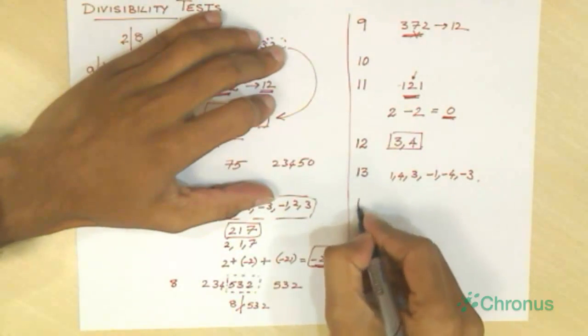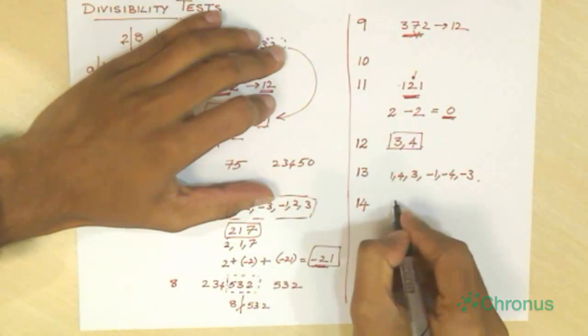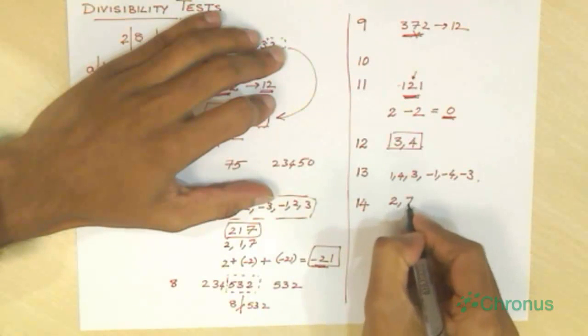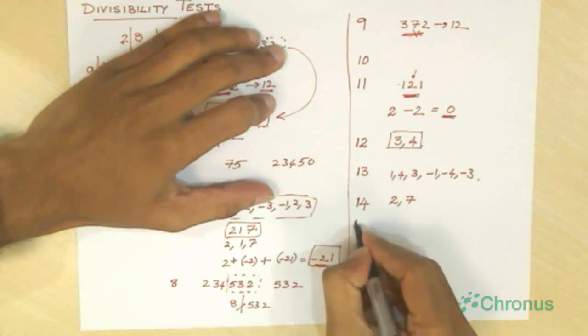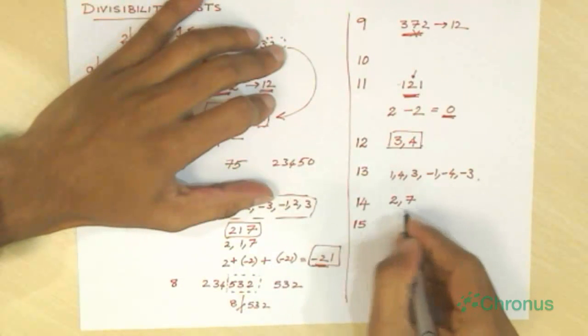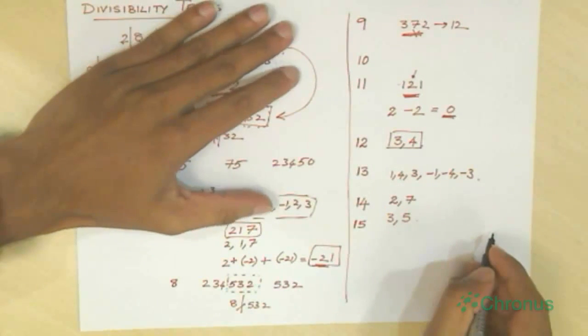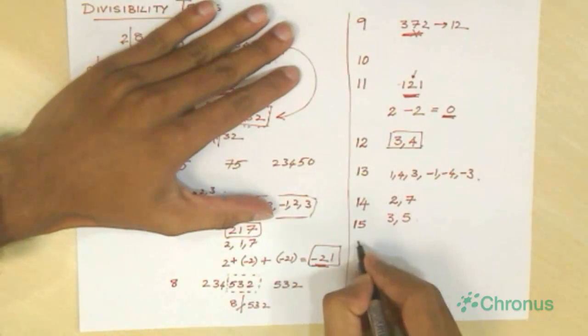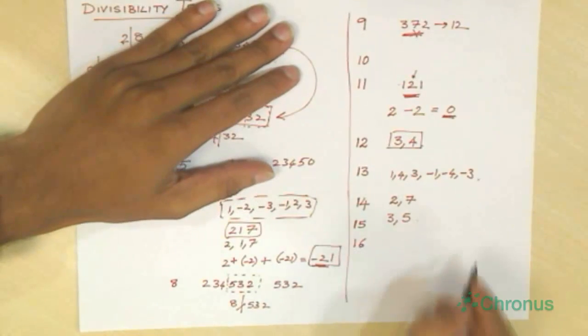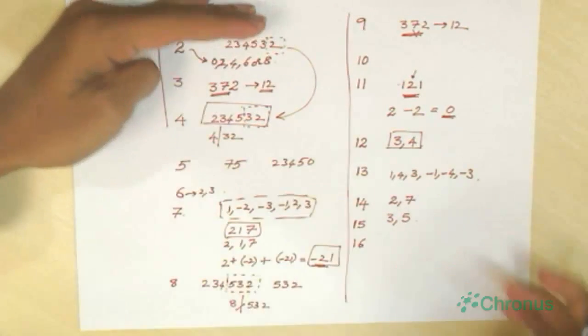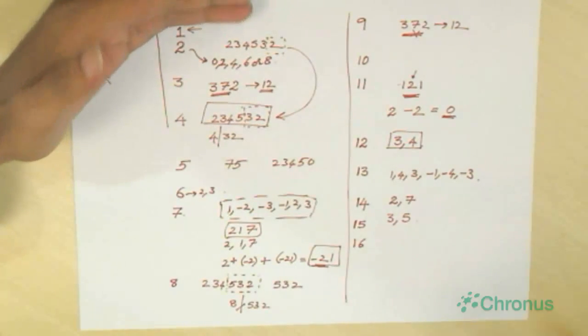And a number is said to be divisible by 14 if it's divisible by both 2 and 7. Quite simple. And a number is said to be divisible by 15 if it's divisible by both 3 and 5. A number is divisible by 16 if the number found by the last 4 digits of the number is divisible by 16.